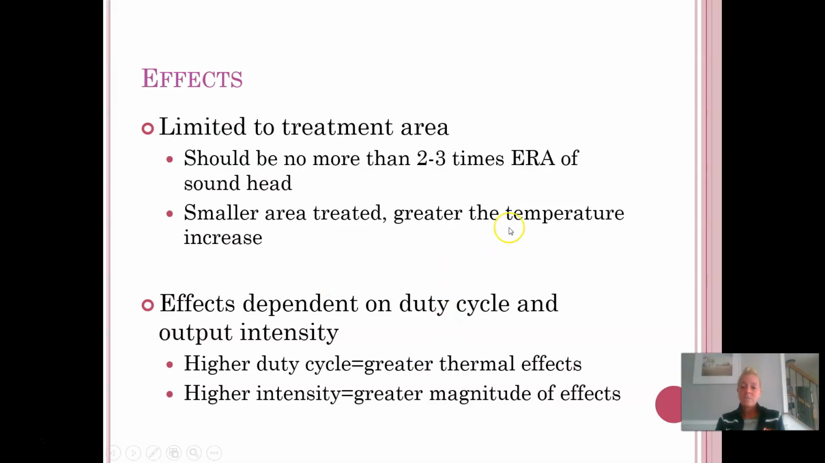The effects are going to be limited to the size of the ultrasound head, and our treatment area should be no more than 2 to 3 times the size of the ERA. Remember, the ERA is even a little bit smaller than the ultrasound head itself because of the concentration of energy coming from the center of the head. The smaller the area you treat, the greater the temperature increase. So be careful if you're treating a really small area. You can have a lot of buildup of ultrasound energy, so a lot of buildup of heat in that area.